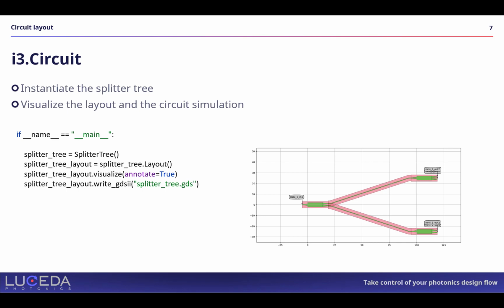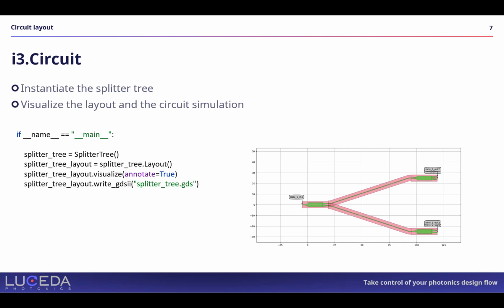Finally, we instantiate the splitter tree. This code block defines and executes the code for visualizing the circuit. It starts by creating an instance of the splitter tree class called splitter tree. This instance represents the actual circuit layout. The next line calls the .layout method of the splitter tree object to generate the corresponding layout representation of the circuit.